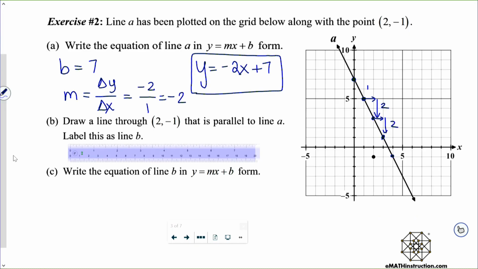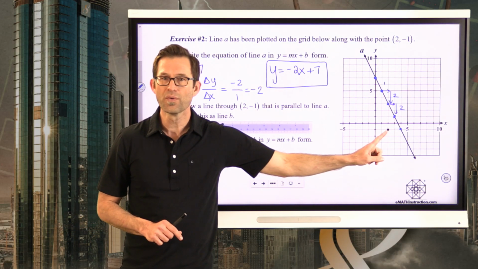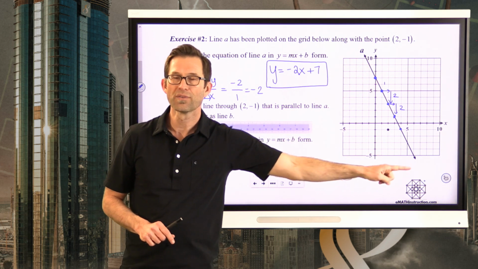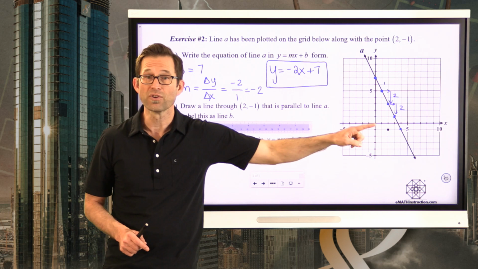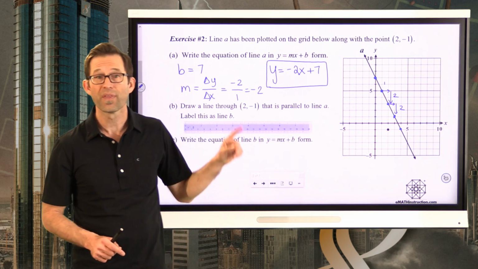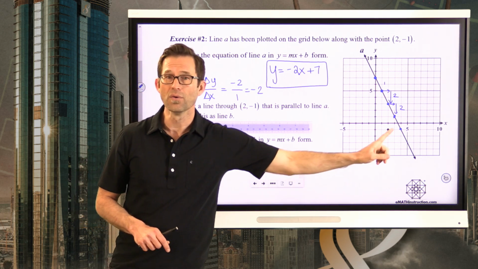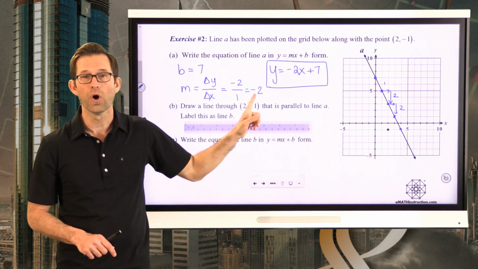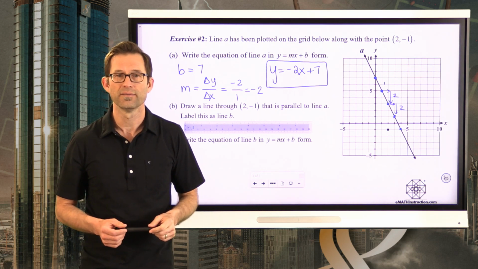Draw a line through the point (2, -1) that is parallel to line A. Label this as line B. All right, great. So how do we do that? We want to draw a line that goes through this point, but is parallel to line A. Well, the way we will do that is we will simply draw a line that goes through this point that has a slope of -2. So see if you can do that. Pause the video now and see if you can sketch that line.